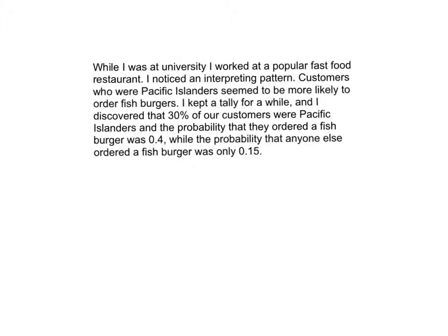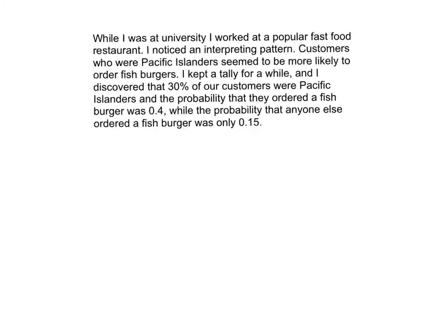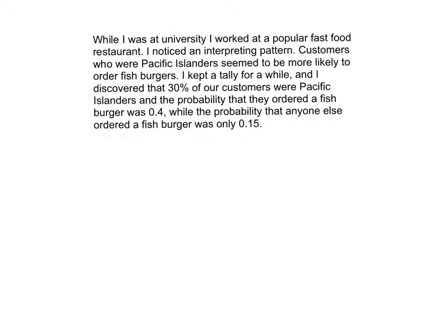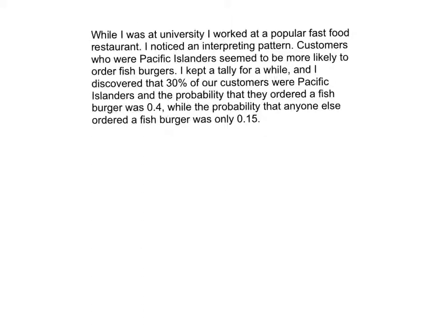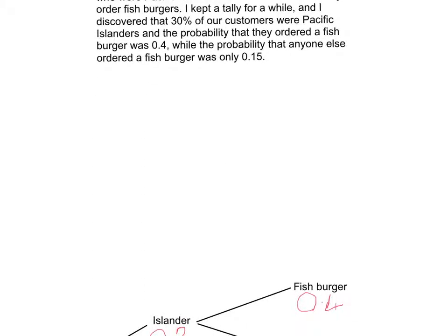Right, so I can draw a probability tree for this, because what we notice here is that the probability is conditional probability. Conditional means that when one condition happens, the probability of the other one changes. So here's the probability tree.